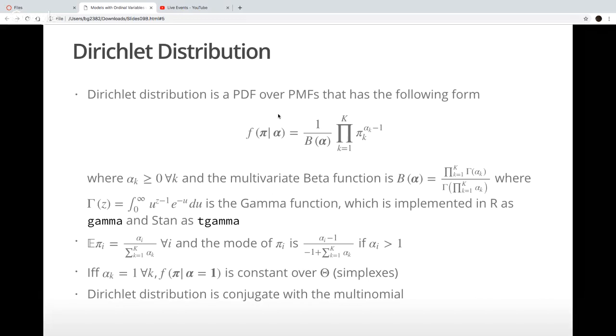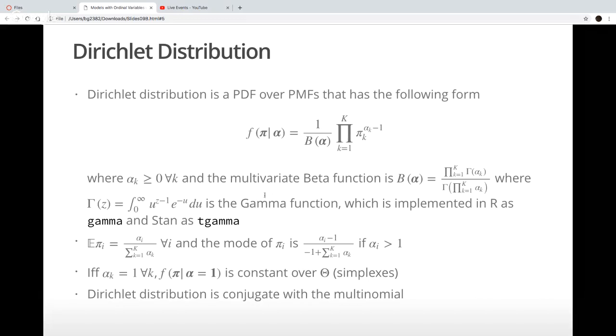And the PDF, so here pi is going to be a simplex, and it has some hyperparameters alpha, is just the product of each of the pi values raised to the power alpha minus 1. And then there's a normalizing constant out front, which is the multivariate beta function. It's basically the product of gamma functions divided by the gamma function of the sum.